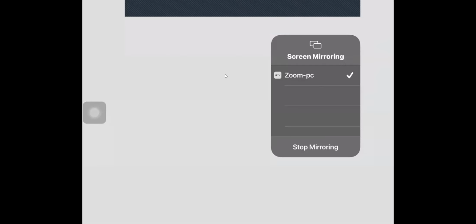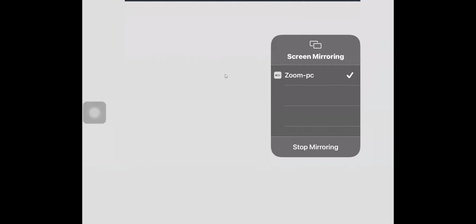Okay, now I will show you the screen. I'm going to share my tablet screen, okay? Now, to be able to write down some important notes. Okay.